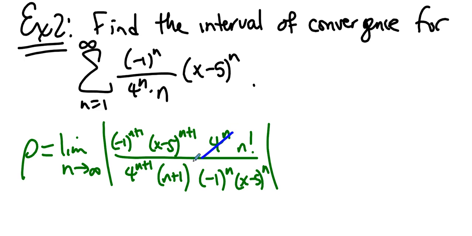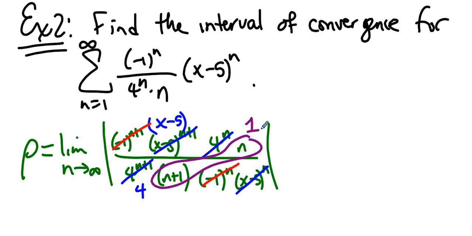So what happens? The 4 to the n and the 4 to the n plus 1 leave a little something behind. The x minus 5 to the n and the x minus 5 to the n plus 1 leave a little something behind. This is not a problem because we're taking absolute values, so we don't care. And n factorial, n plus 1 factorial leave. It's not an n factorial. You silly, it's not an n factorial at all. So n over n plus 1 goes to 1 as n gets large.